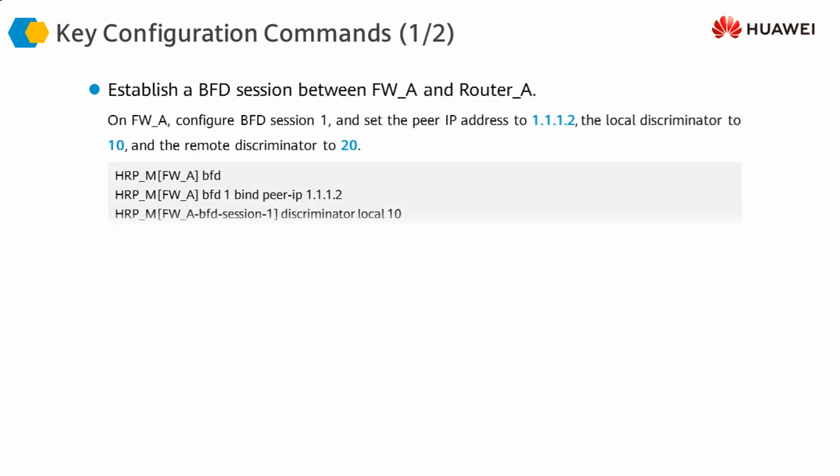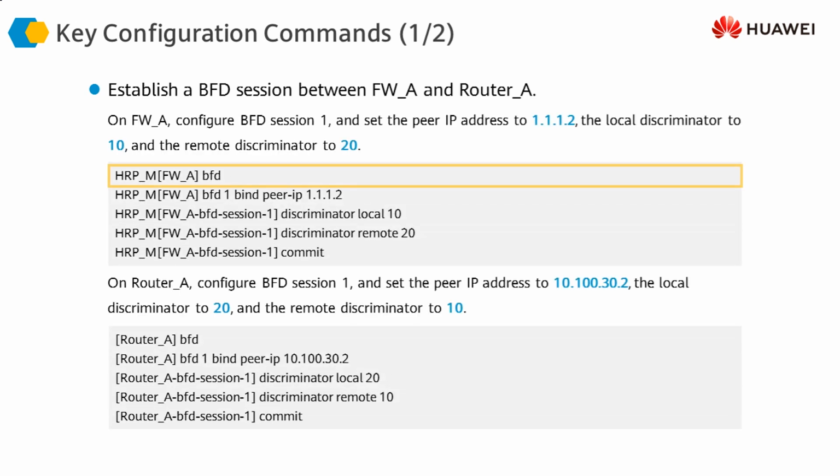And in the command line, this is how we configure BFT. First of all, we enable BFT, and then we define BFT, give BFT number 1. For example, we can create multiple BFT sessions with multiple peers. So this is the first peer that we are creating a BFT session.